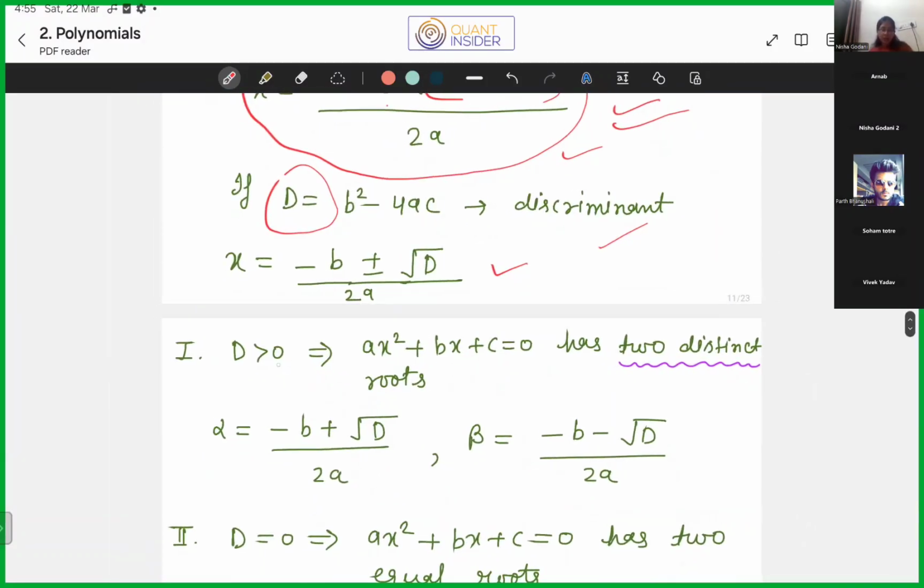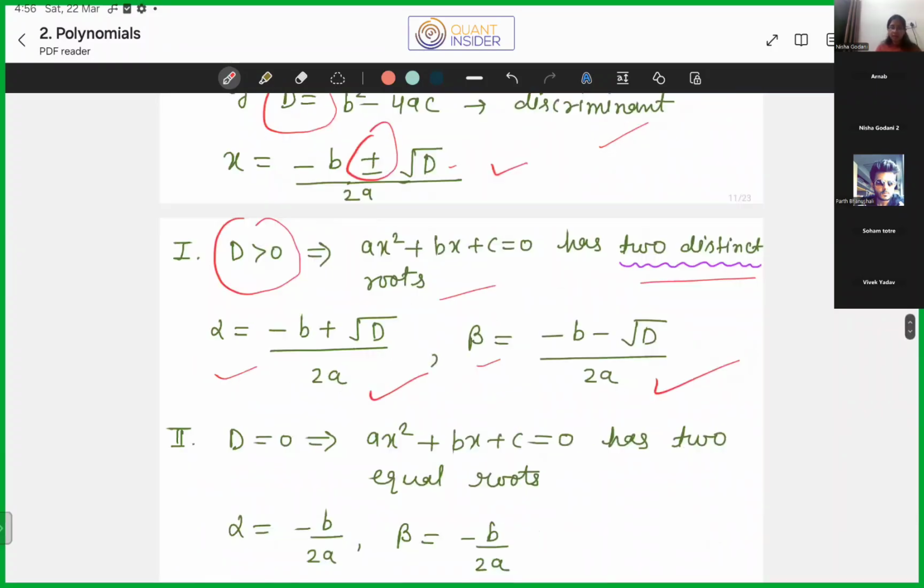Now, when D is positive, meaning b square minus 4ac is positive, the term inside the square root is positive. Then what do you have? You have two distinct roots. Why two? Because the sign plus minus is there. For the plus sign, one root; for the minus sign, another root. Suppose these roots are denoted by alpha and beta. So when D is positive, you have two distinct roots. Keep in mind this result.